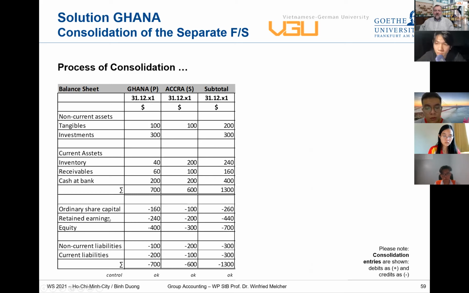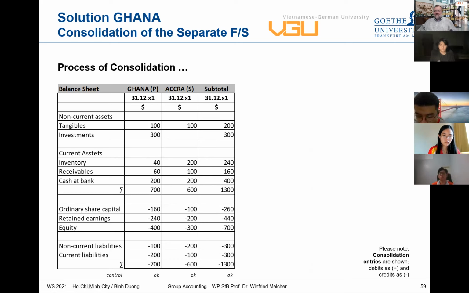So you do that with the ordinary share capital, just add it like apples and bananas, and you then show an equity of 700 in the subtotal column, and you add the non-current liabilities, which add up like this. So you should have control over these totals that agree.